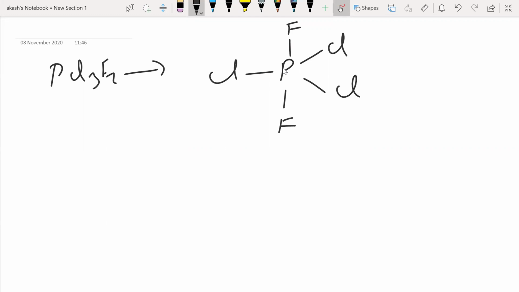Okay, right? So I'll give you one more example. If I have OSF4, OSF4 is a molecule, right? So can you just draw it on the paper? What will be the geometry? Anyways, I will draw, and after I draw, you can check whether it's correct or not.